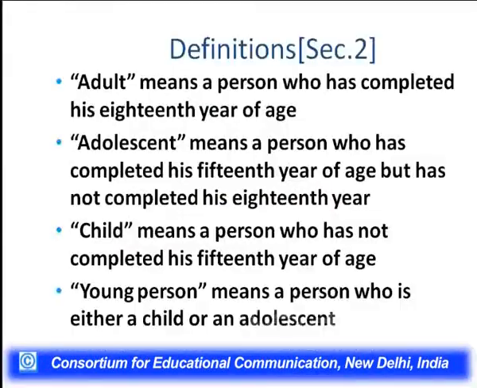Again, a few of the definitions. Adult in this act means a person who has completed his 18th year of age. Adolescent means a person who has completed his 15th year of age but has not completed his 18th year. Child means a person who has not completed his 15th year of age. And young person means a person who is either a child or an adolescent.